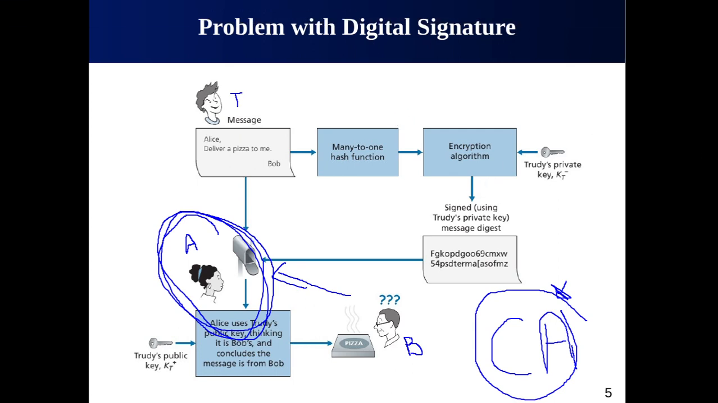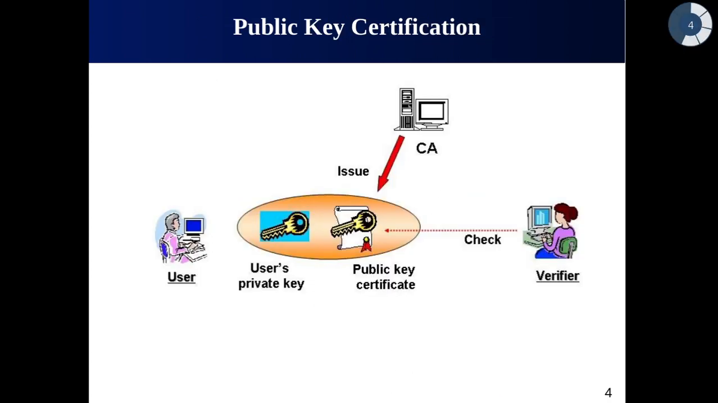And to solve this problem, we need public key certification. And here is the broader view of how public key certification works. Actually, you can see the process is very simple and similar to the digital signature, but we have an extra component, and that is the CA. So we have a user, for example Bob, and we have a user, for example Alice. This is the user who wants to send a message to Alice. So Bob writes the message. Now he wants to sign the message.